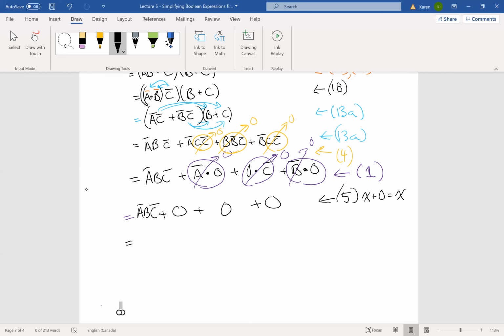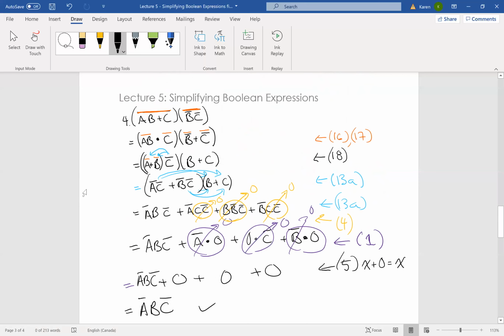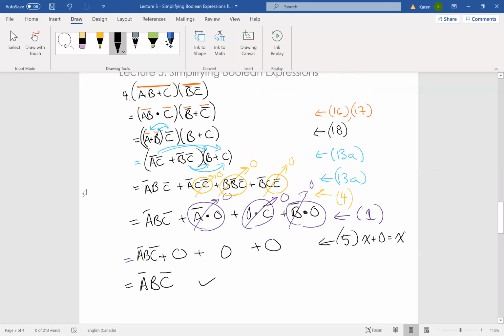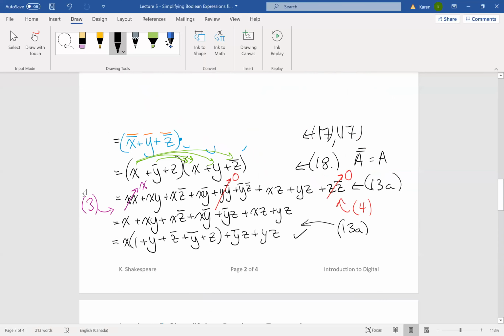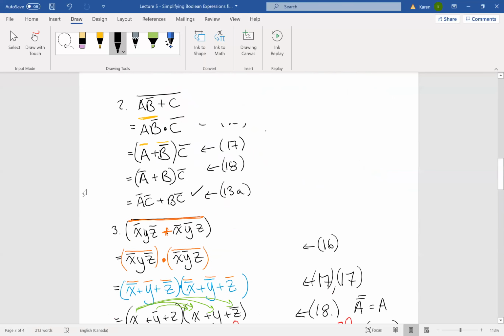And all of these are ORed with 0, therefore the answer is in itself the same as before it was ORed with 0s. And that is the correct answer. Sorry for the error there, and thank you for following along. That's question 4. Look at the questions that we've already done.